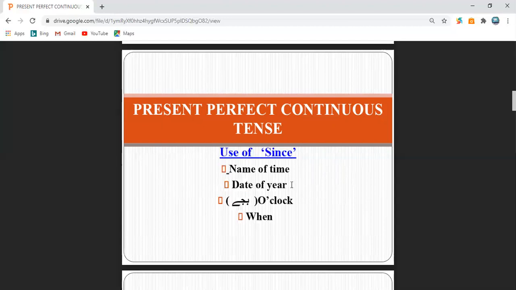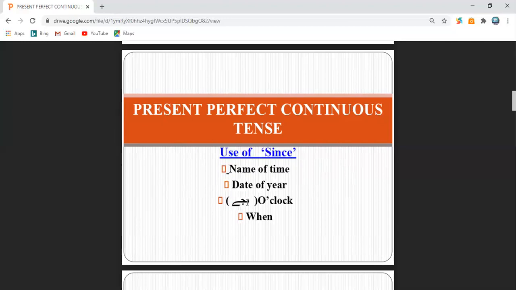Or when last year is present, for example, if there is written last year, pichle saal, so then also you are going to use since. This is the name of the year, last year. So you are going to use since. Okay, when last year is written, even then you are going to use since. And when date of year is present, like 1986, like 2001, this is the date. So date of the year is present, then you are going to use since.